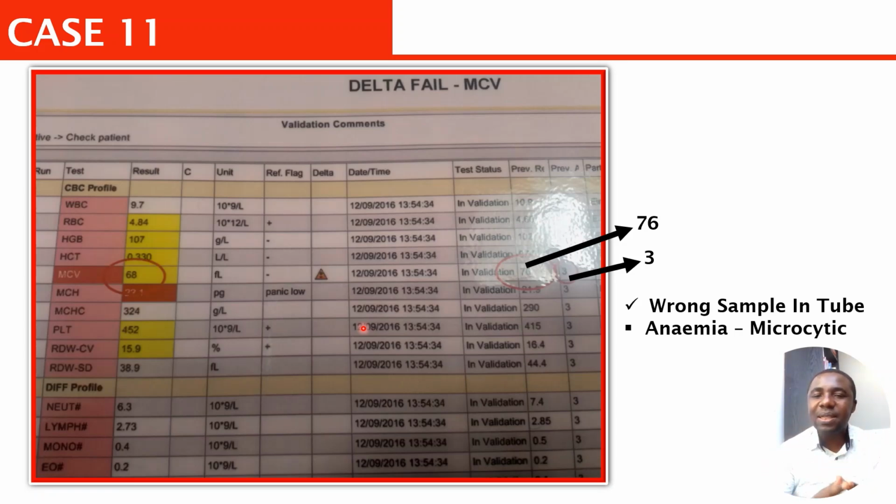When you see something like this, tell them this could be due to wrong sample in tube, meaning it is not the patient's sample. That is a strong indication. MCV hardly changes within a short period of time, and I told you the only things that can change it. You can watch the video for more information. But again, it doesn't stop you from commenting about the sample being anemic, and this anemic because the MCV is low could be microcytic anemia. You can comment that, but please tell them this is wrong sample in tube because the MCV has significantly changed within a short period of time.